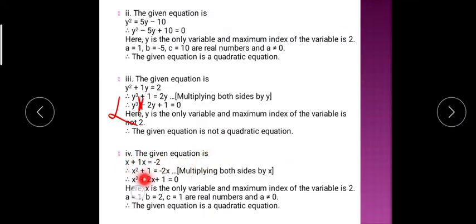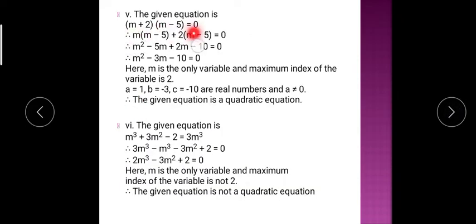Now, the given equation is x plus 1/x equal to minus 2. See here, in the equation it is different, and again in the answer it is different. If the question is x square plus 1 is equal to minus 2x, you have to shift this minus 2x to this side. You will get the general form x square plus 2x plus 1 is equal to 0. Therefore it is a quadratic equation because the degree is 2 in the general form and the value of a is also not equal to 0.